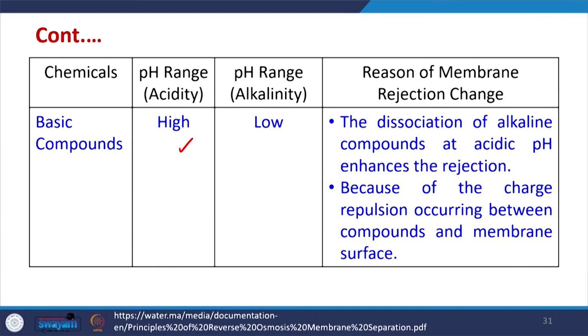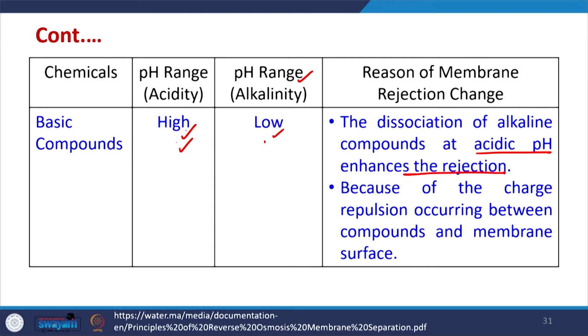The effect of pH is highly complex and cannot be generalized that much, but still we can understand it better. If basic compounds are there, under an acidic pH range the rejection rate will be higher, and if the pH is higher or the alkalinity is high, the rejection rate will be lower. The dissociation of basic compounds at acidic pH range increases the rejection.